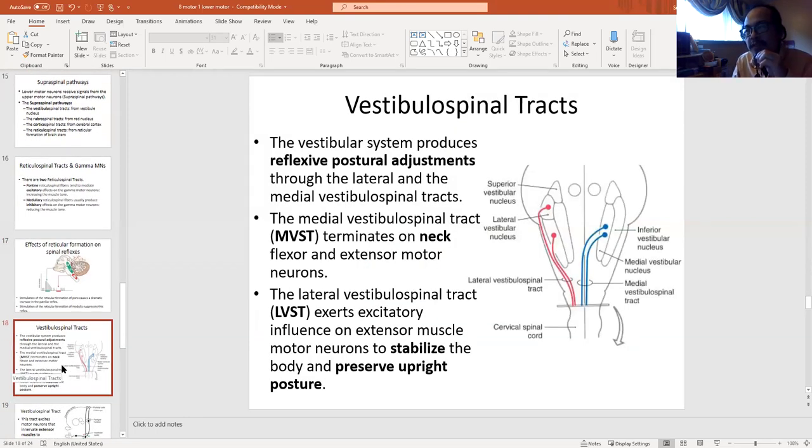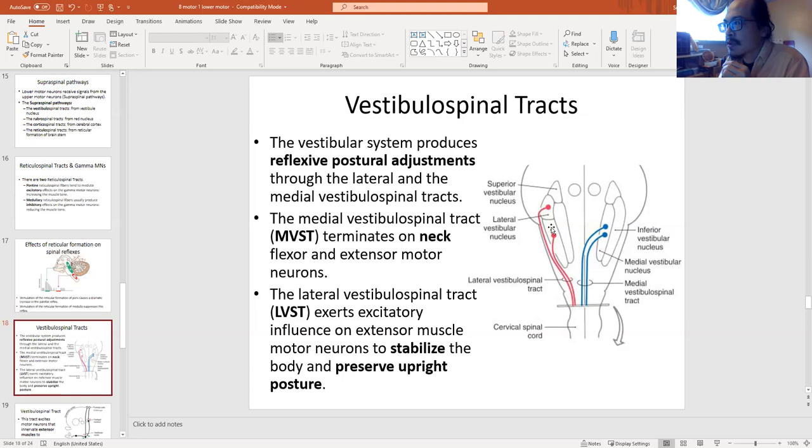Vestibular is to maintain the body balance. Vestibular receives signal from the cerebellum as well as the vestibular apparatus. The vestibular nuclei has four nuclei: superior, lateral, inferior, and the medial. So there are four. Superior and the inferior are the ones that communicate with each other. The ones sending out the vestibulospinal tracts are these two.